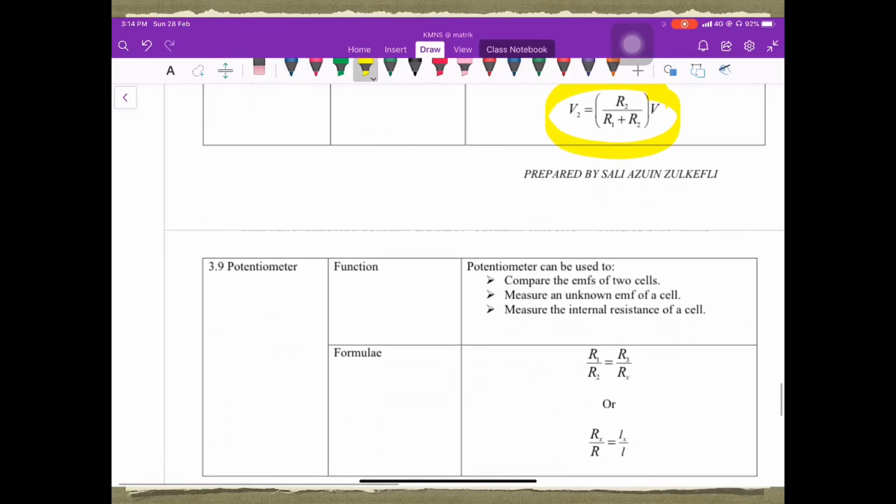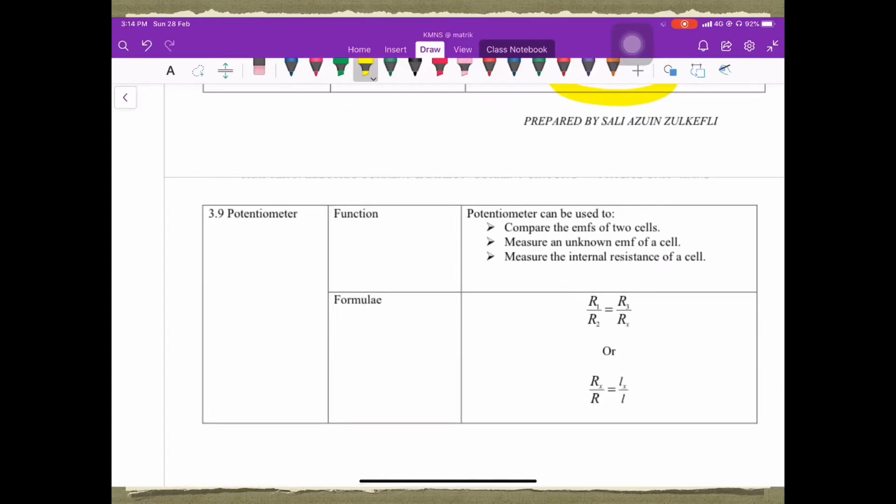Okay, next. For 3.9, we need to discuss the potentiometer. We actually did the experiment for the potentiometer before this. Just look at the function. A potentiometer can be used to compare the EMF of two cells, measure an unknown EMF, and also measure the internal resistance.